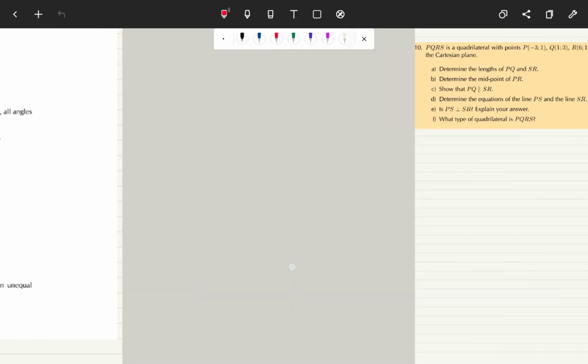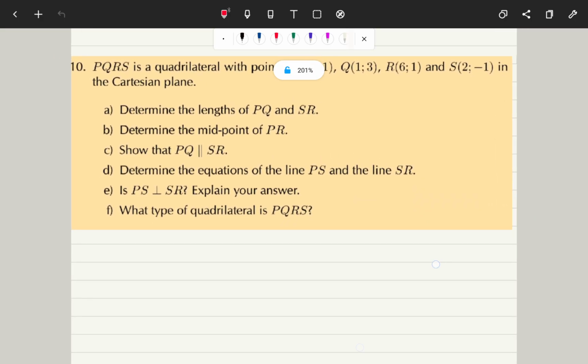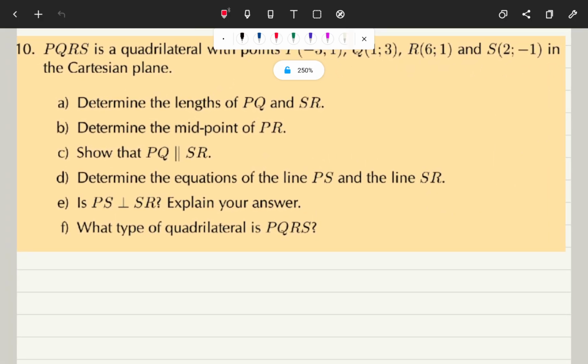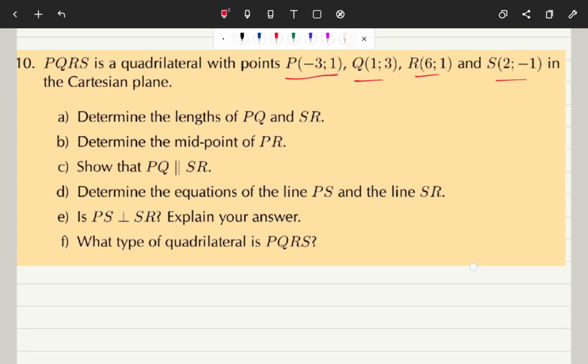I think I have a question that we are going to do. Yeah, so let me just look at this. So looking at this question now, you have different points: P, Q, R, S in a Cartesian plane. It's a bit helpful to draw it so that you can easily see it. So I'm going to do just that.